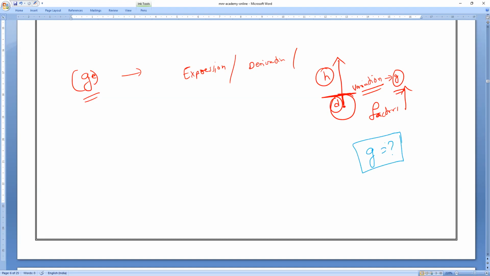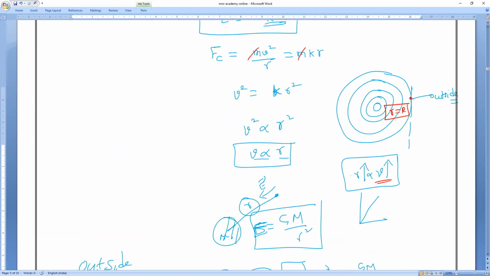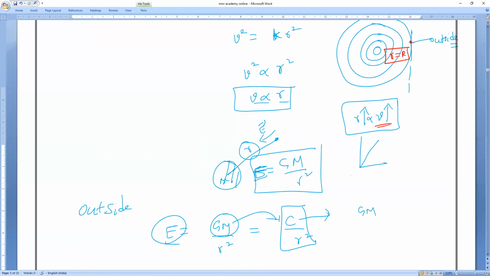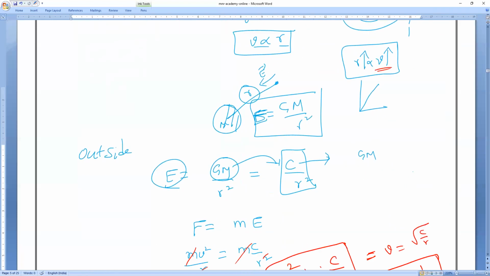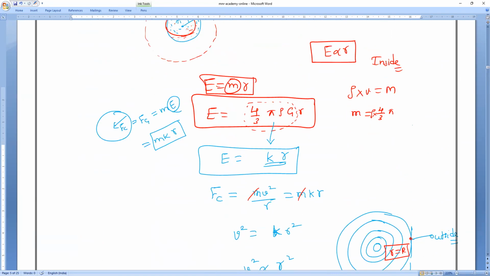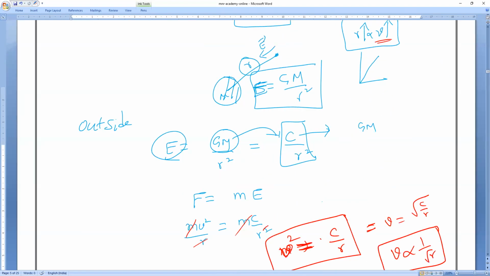I hope till here, anybody having any doubt, you can ask me. Once again, you solve. This is very simple. Outside, E is inversely proportional to root over R, but inside, R is directly proportional to velocity. That is what you have to remember. So with this, this concept is completed.